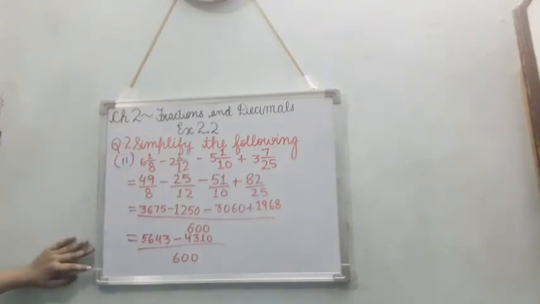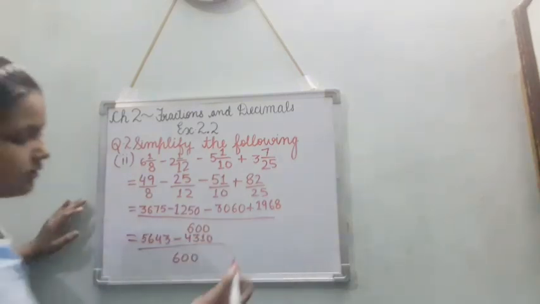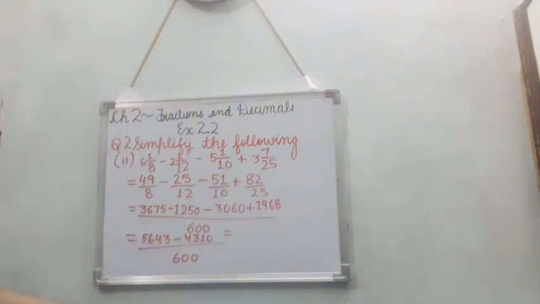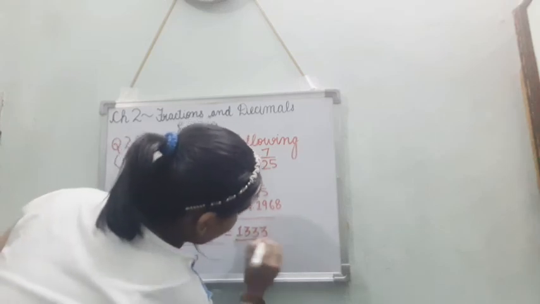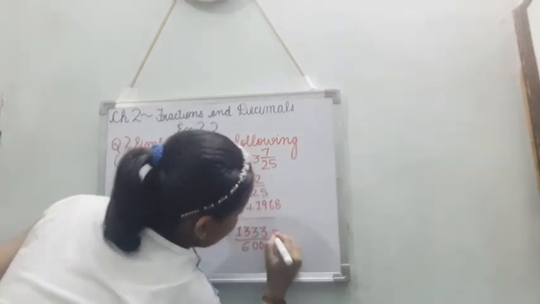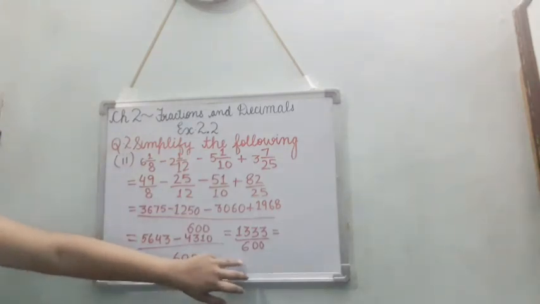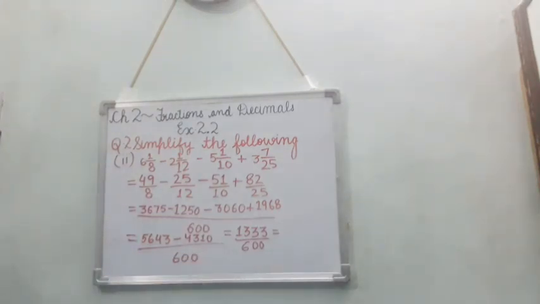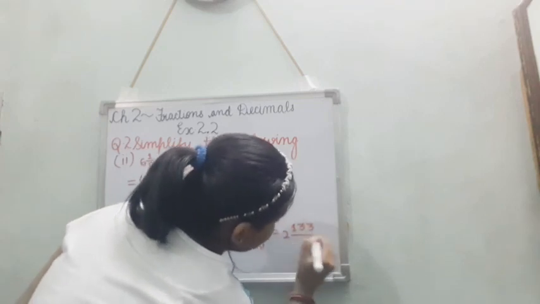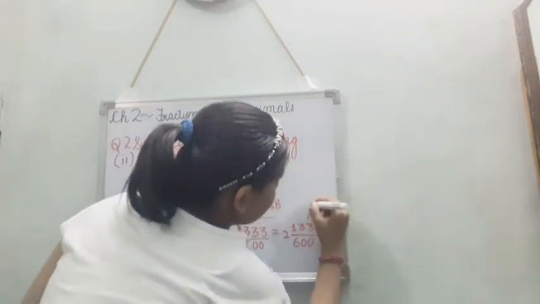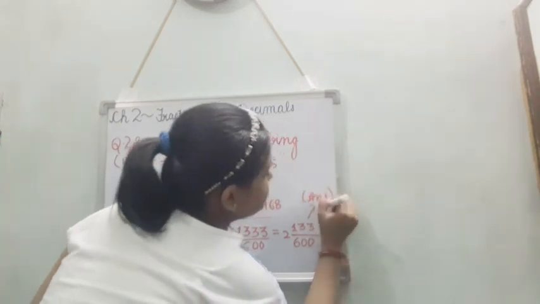And now I will solve over here, but you can continue from downwards. Okay, so now our answer will come 1333 after subtracting this. 1333 upon 600. And as our answer is an improper fraction, we need to change it into a mixed fraction, that is 2 whole 133 upon 600, and it's our answer.